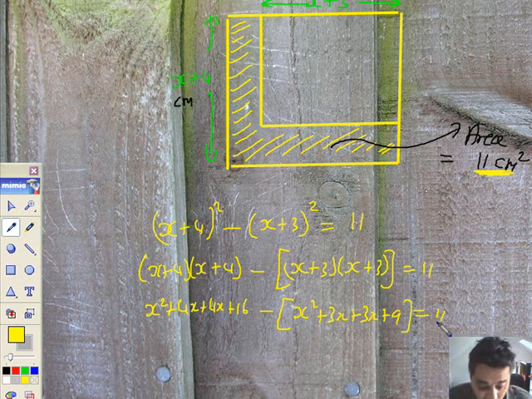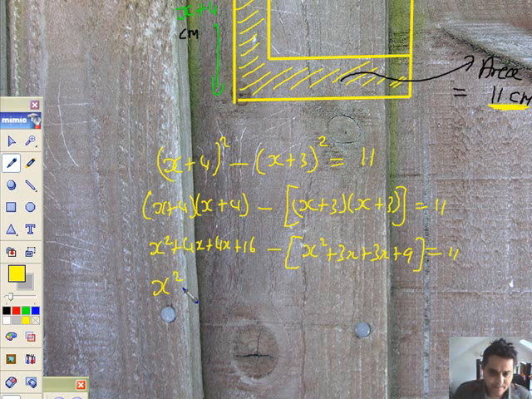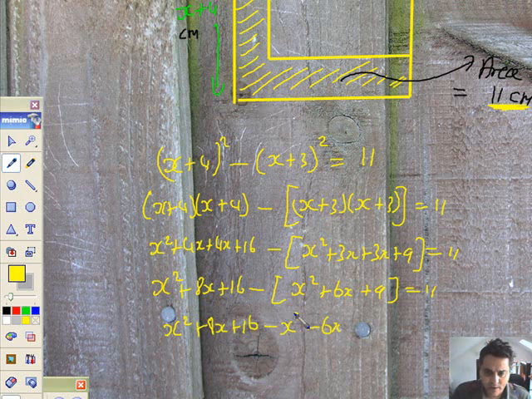I've not formed the quadratic yet. I might need another page or so to do this. Tidy it up. x squared plus 8x plus 16 minus, tidy this up a little bit, x squared, 6x, 9. Worry about the 11 later on. Let's just subtract. I've got x squared plus 8x plus 16 minus x squared minus 6x minus 9 equals 11.